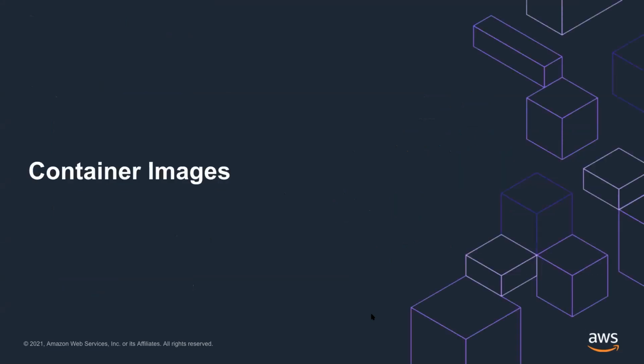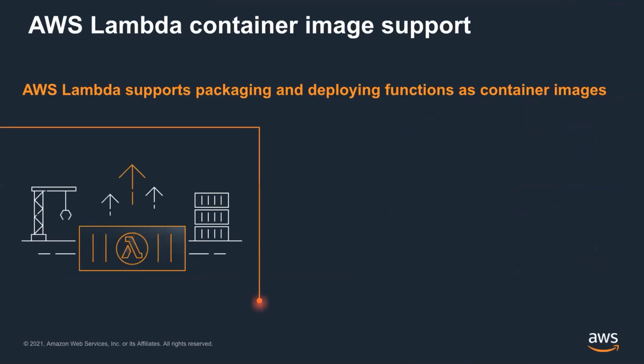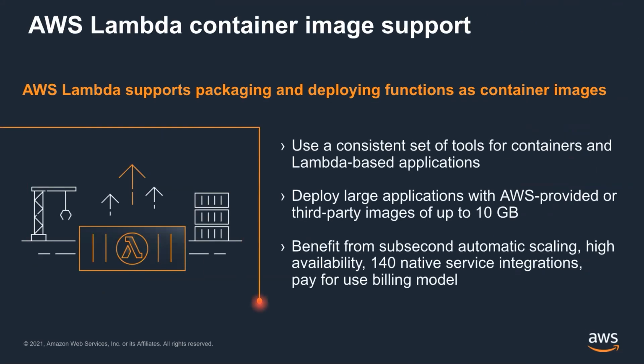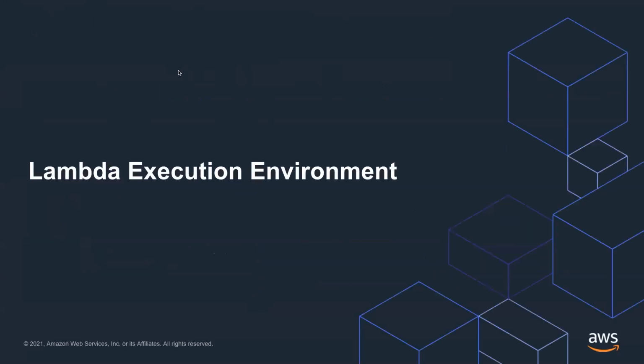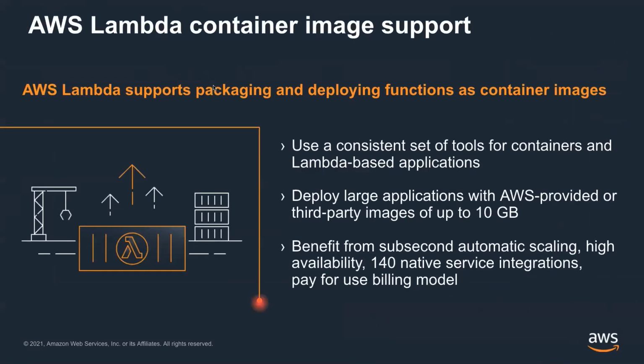All right. The next one, container images. It's a fairly recent feature. Next slide. Here we are saying you can not only upload your function code in the .zip format, but also use the container image support for changing the packaging format. It's compliant with OCI. The main advantage with this is you can use the same set of tools for containers and Lambda-based applications. The other thing is the limit around 250 MB you have seen earlier. Right now, you can upload fairly large images, around 10 gig is supported, and you still get the benefits of serverless sub-second automatic scaling, high availability, native integrations with a bunch of AWS services, and pay-per-use billing model.